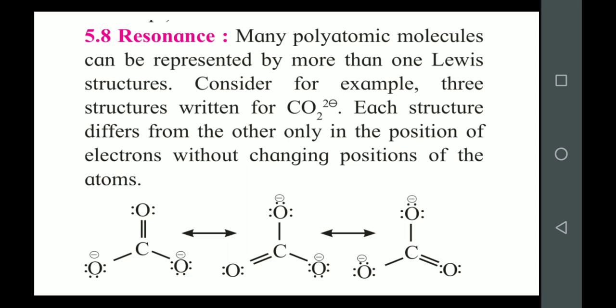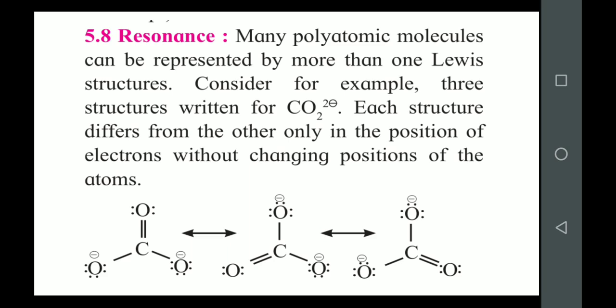Now, many polyatomic molecules can be represented by more than one type of Lewis structure. Here the example of the carbonate CO3 2- ion is given. Here it is printed wrong, okay? In these three structures you can see that the positions of the atoms are fixed. All the carbon and oxygen are at the same place, but you will observe that the position of the electrons, that is the bond or double bond or the negative charge, is different in all three pictures.